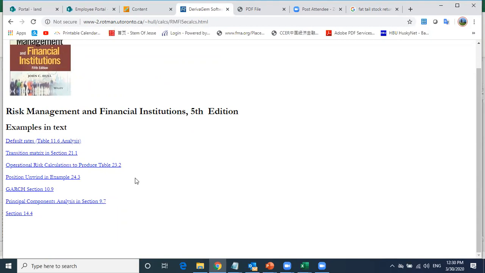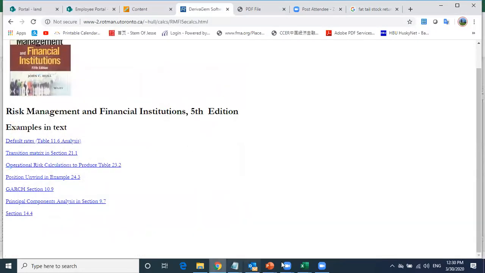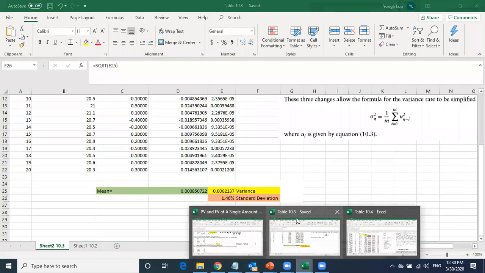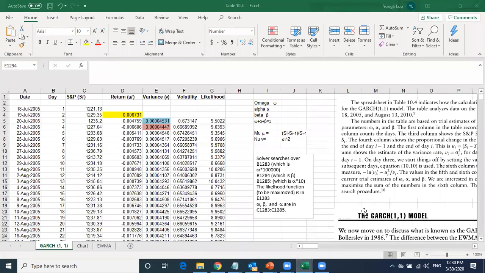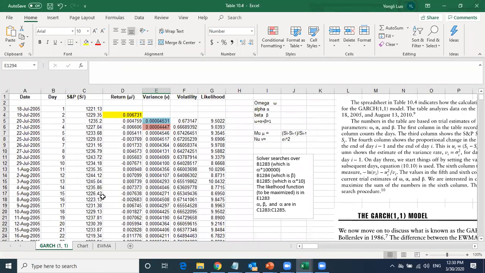This is the data we have for the GARCH model, and then you use the GARCH S&P 500 data. That's where you can get the data from. I already have that, and it's in table 10.4. So the GARCH model is we do GARCH(1,1).